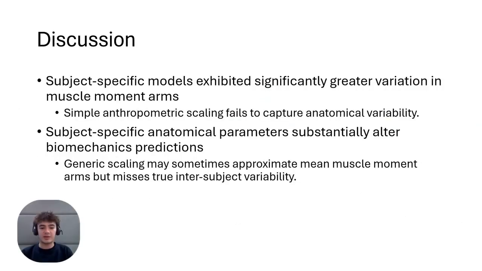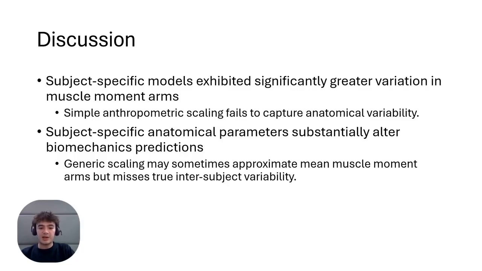So the main discussion points of this. The project successfully developed a CT-based workflow for generating subject-specific musculoskeletal models of the cervical spine and provided the first comprehensive comparison of their predicted muscle moment arms against generic scale models. The findings underscore that simple anthropometric scaling using generic models fails to adequately capture the anatomical variability within populations, leading to reduced accuracy in muscle moment arm predictions.